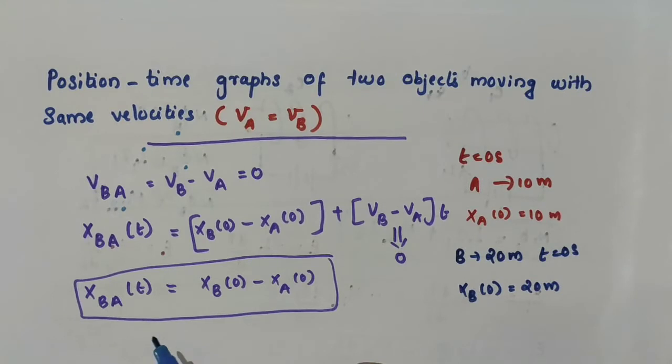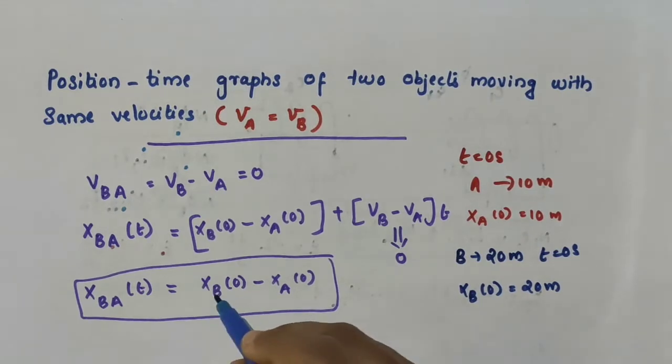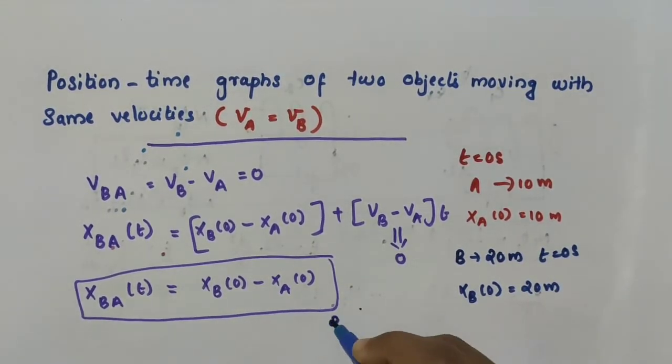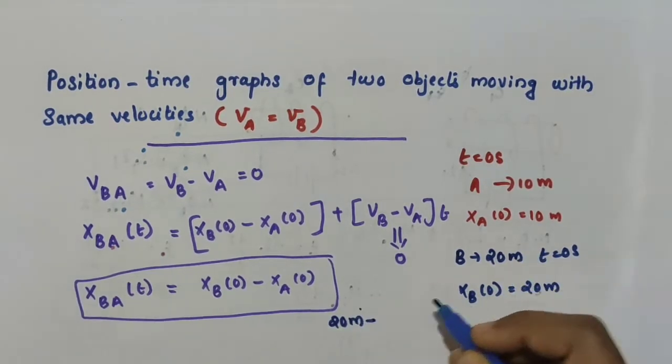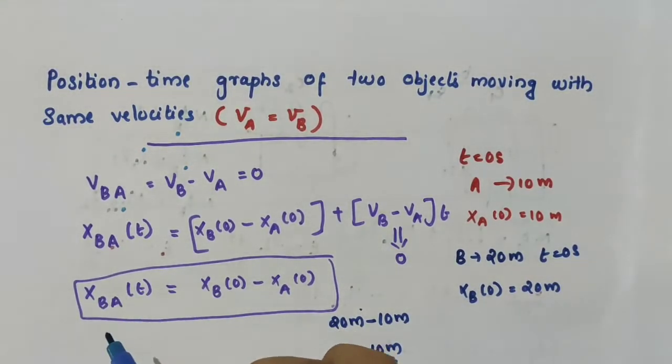While calculating the displacement of B from the object A at any time t, that will be equal to XB of 0 minus XA of 0. That is, XB of 0 is 20 meters minus XA of 0 is 10 meters. So 20 minus 10, that is 10 meters. So at any time t, the displacement of the object B from the object A will be 10 meters. That will always be a constant.